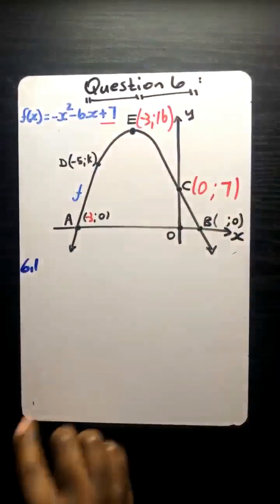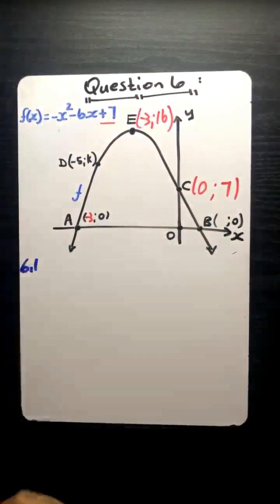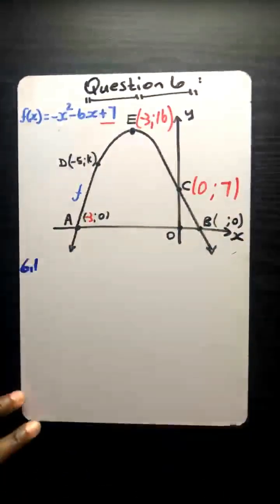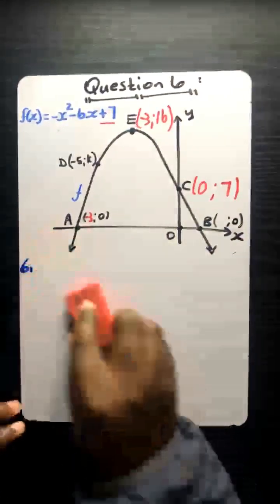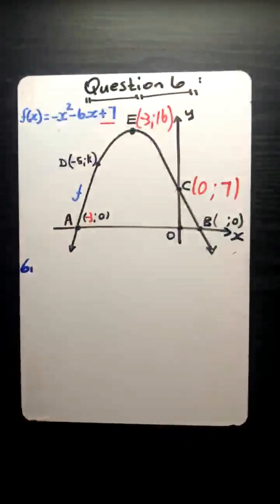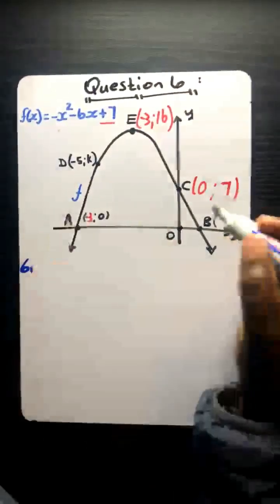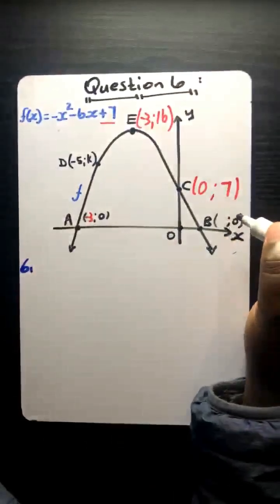So let's see. 6.2, they're saying write down the value of K. Write down the value of K.